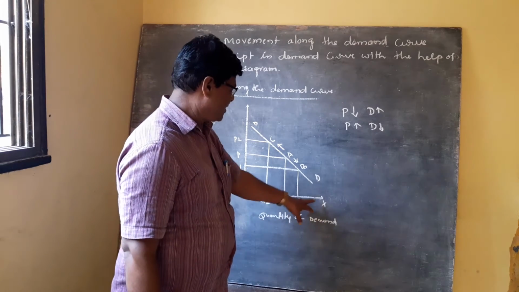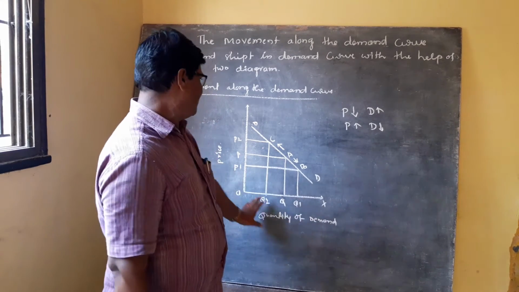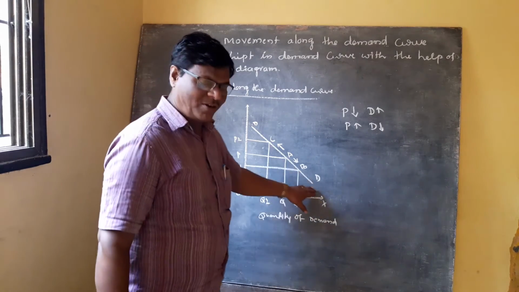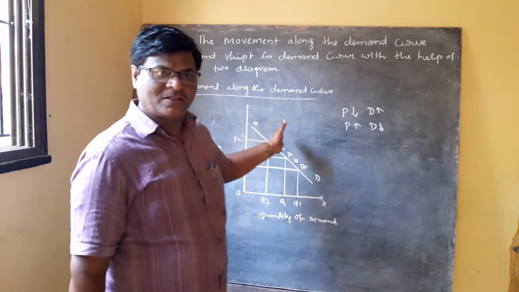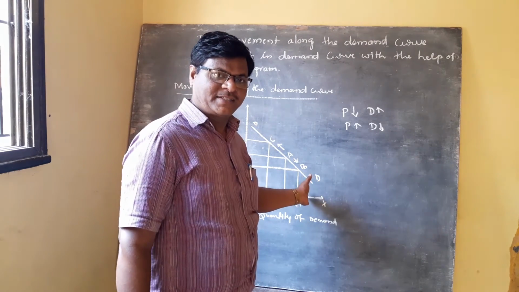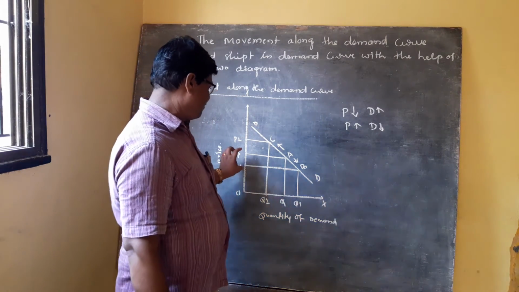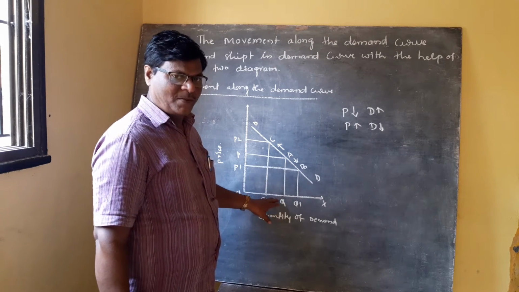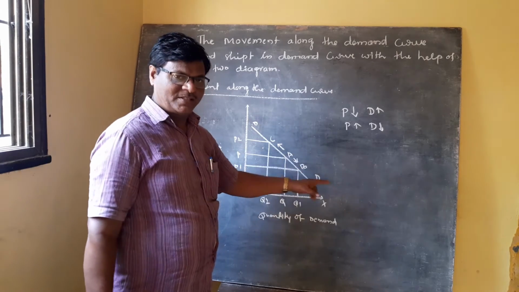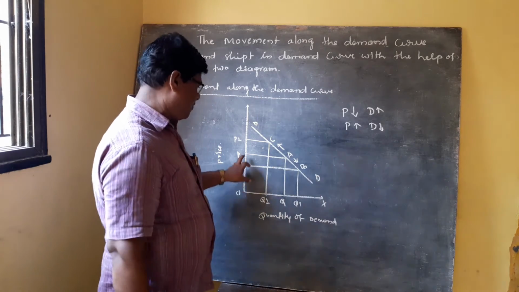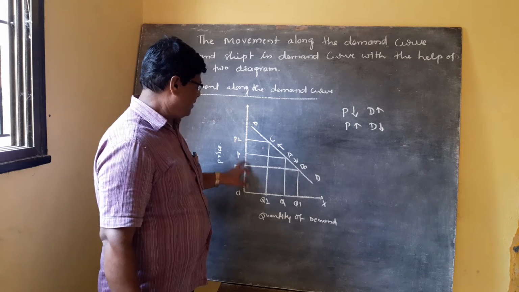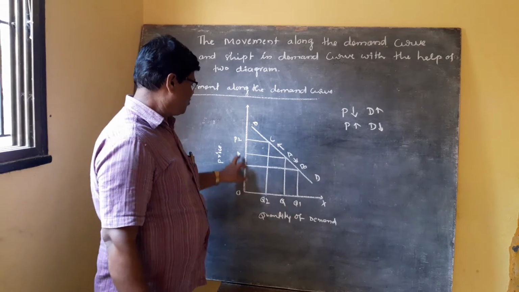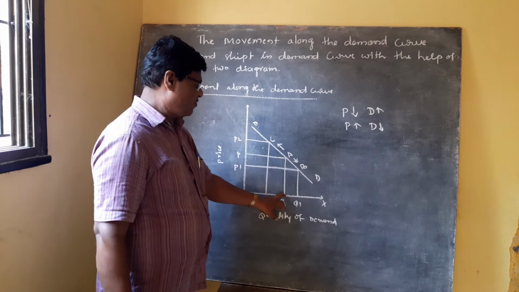The x-axis represents the quantity demanded and the vertical line measures the price, and DD is the demand curve, which slopes downward from left to right. The different prices show different demand for the good, moving upward and downward along the same demand curve. When the price is OP, the quantity demanded is OQ.